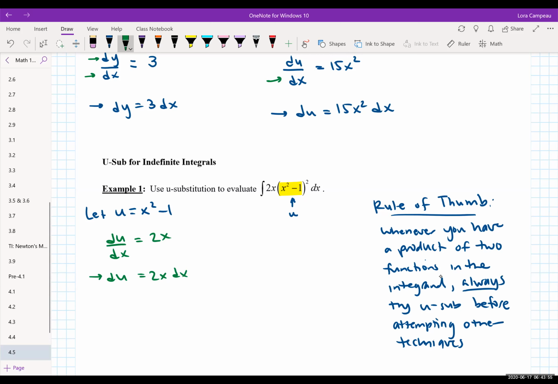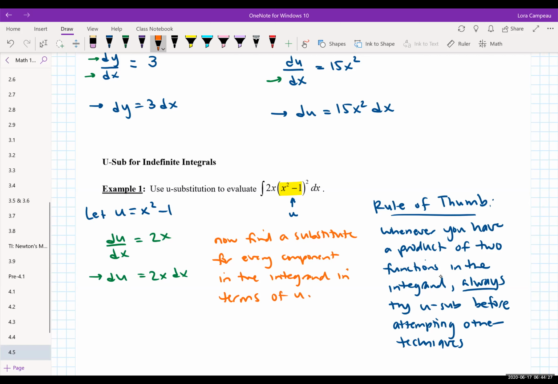And once you make this substitution and then you calculate the corresponding du, you're going to want to find a substitute for every component in the integrand in terms of our substituted variable u. Let me write that a little nicer, in terms of u.